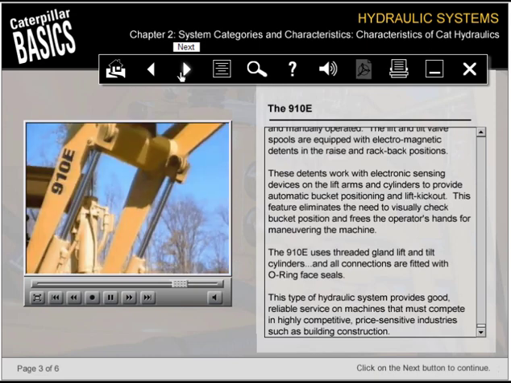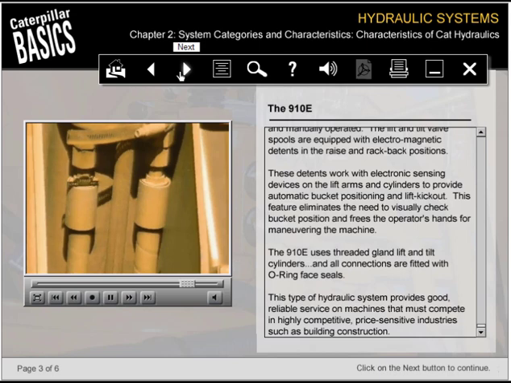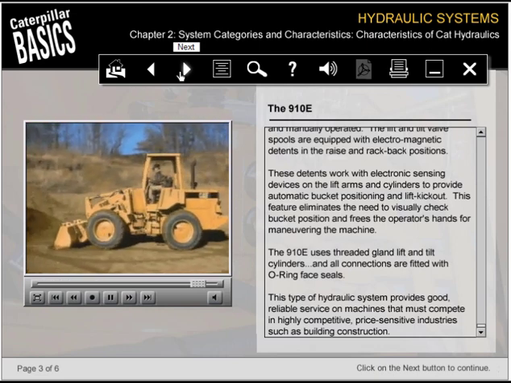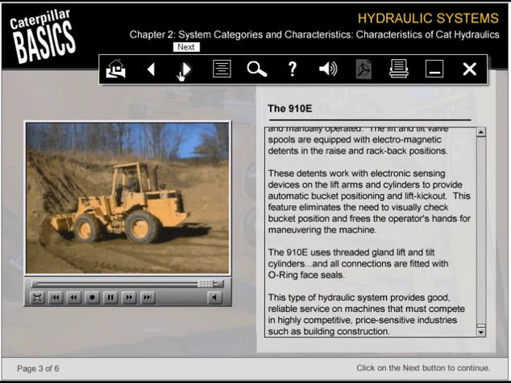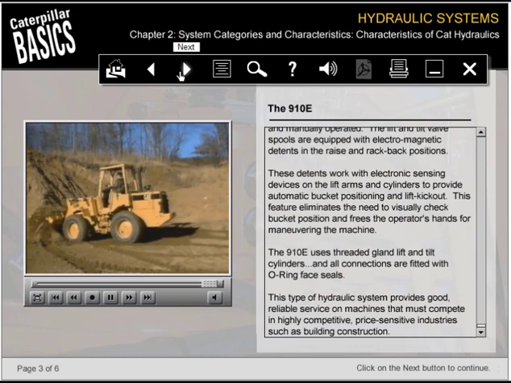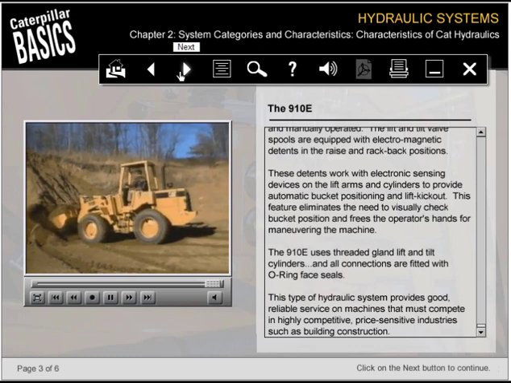The 910E uses threaded gland lift and tilt cylinders, and all connections are fitted with O-ring face seals. This type of hydraulic system provides good, reliable service on machines that must compete in highly competitive, price-sensitive industries such as building construction.